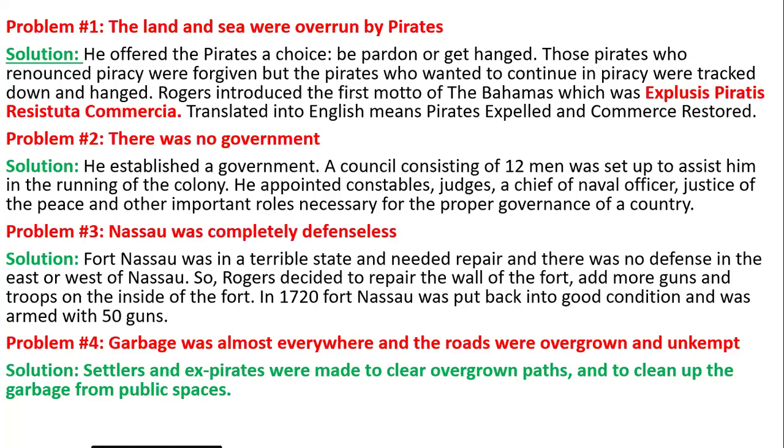And finally, what was the fourth problem? Garbage was everywhere, and the roads were overgrown and unkept. And so he had the inhabitants there clean up the mess, right? And the ex-pirates also had to clean up the mess as well. All right.